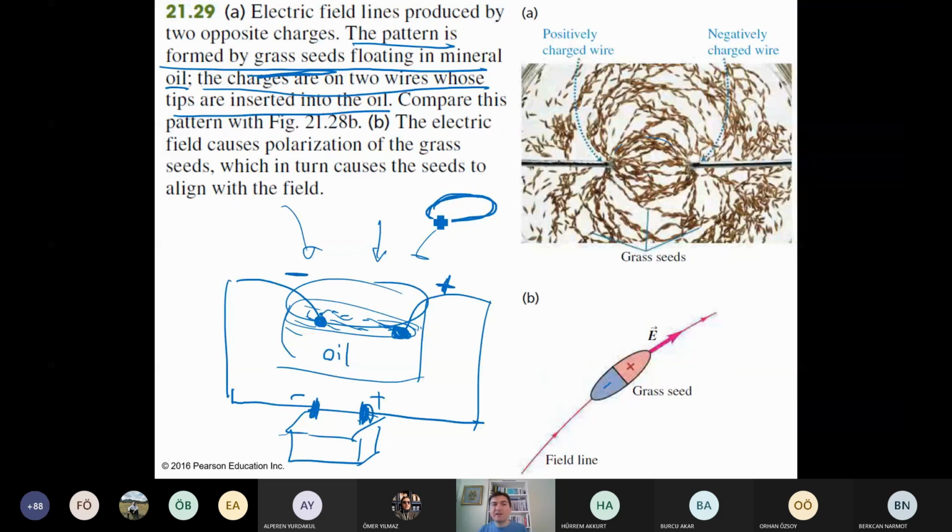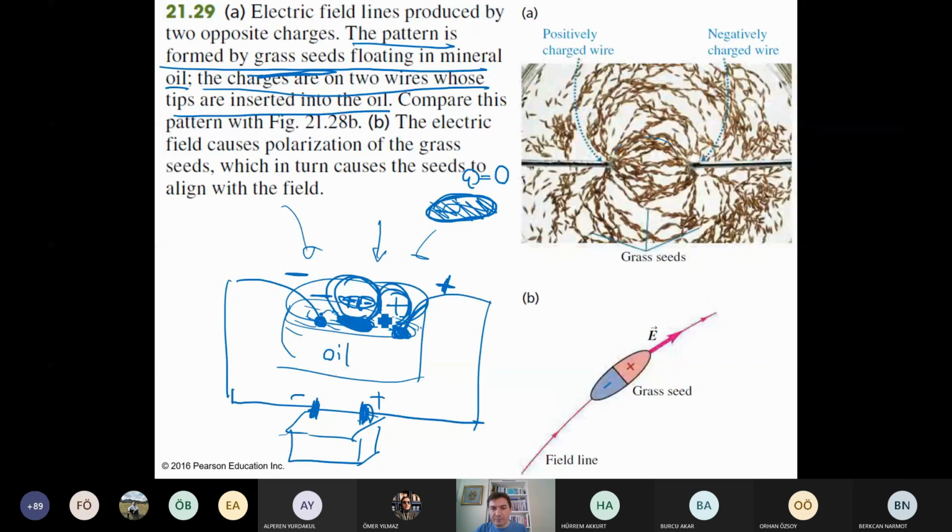But within the grass seed, there are particles, molecules, let's say. If I put this seed here, here I have the positive side, here I have the negative side. Within the seed, electrons will be attracted by this positive part of the wire, and here I will have the positive side. Then with electric polarization, I can produce this type of structure in terms of electricity within the grass seed.